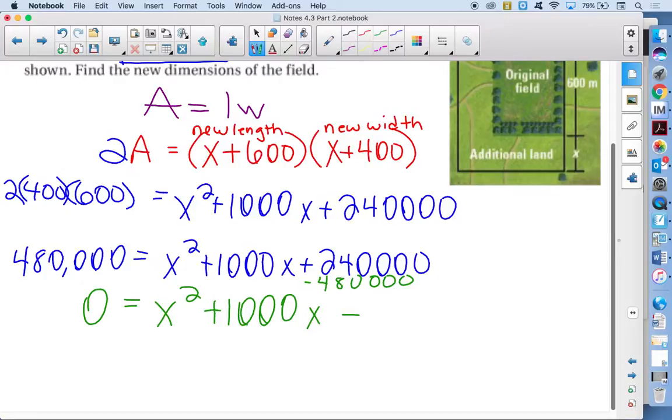Yeah, so if you're solving a quadratic equation, it must equal 0 in order to solve it. You can't keep it equal to 480,000. You can't solve when it's equal to anything but 0. So you're going to have to take that 480,000 to the other side, subtract it, and then you end up getting a negative 240,000.